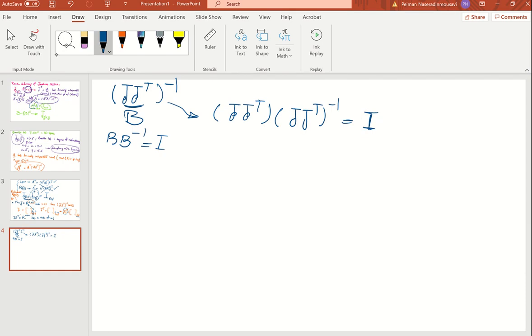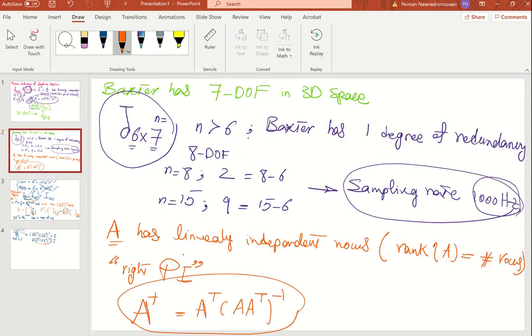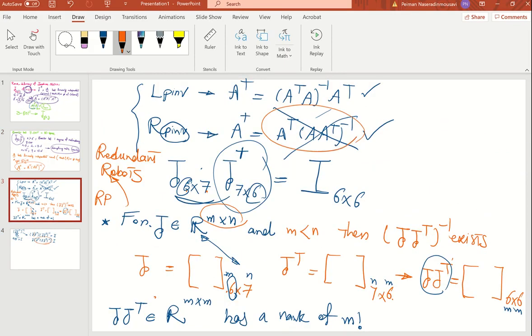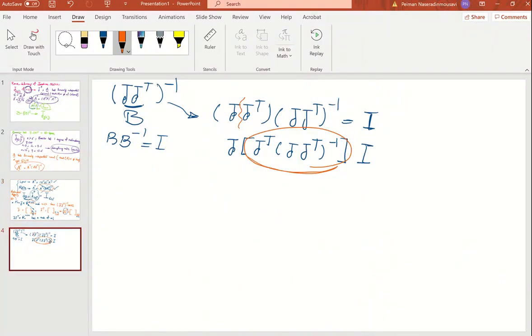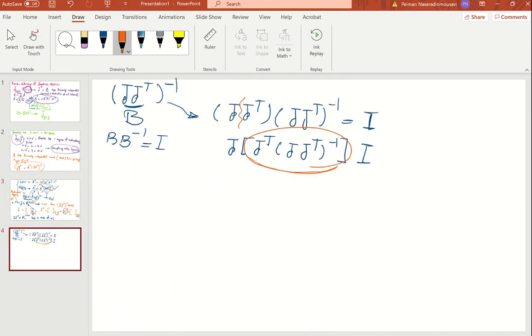Now you can rewrite this, guys. You can say J times J transpose times J transpose inverse is equal to I. Yes or no? I just separated this. Have you seen this? Yes, you have seen it. That's the right pseudo inverse. J transpose, and then J J transpose inverse.